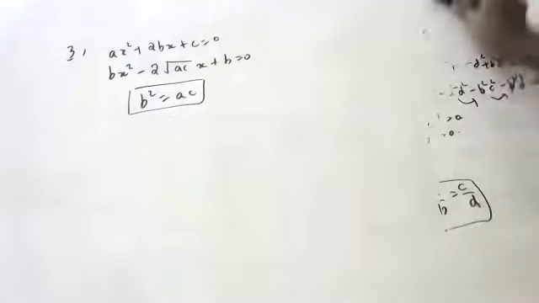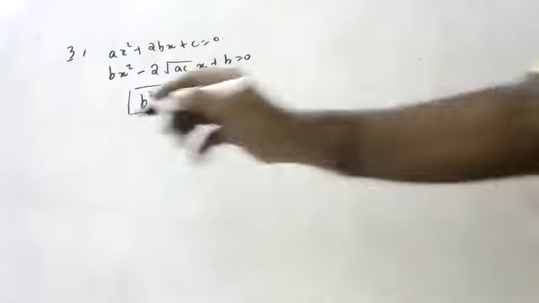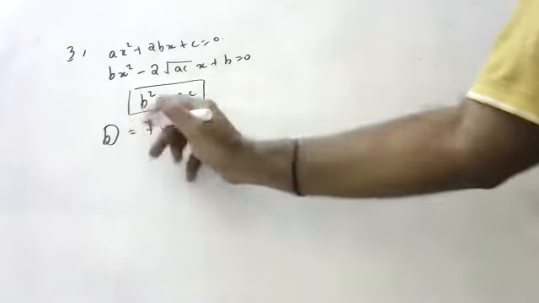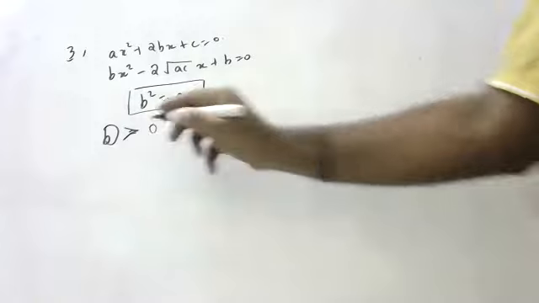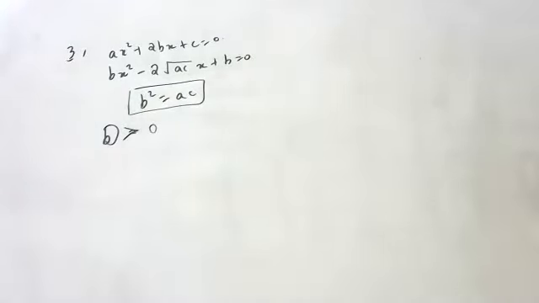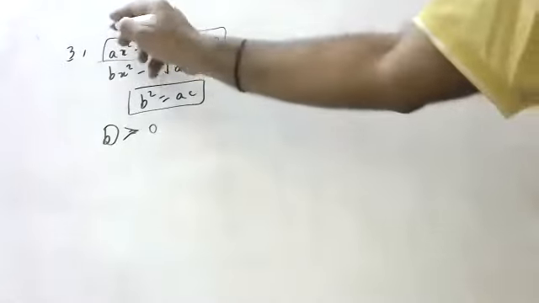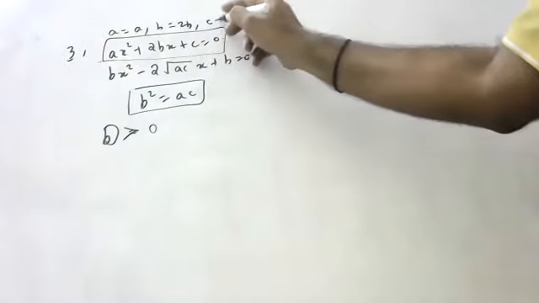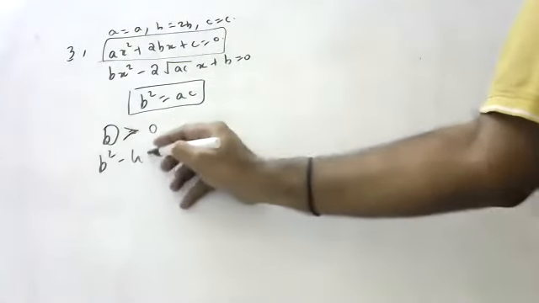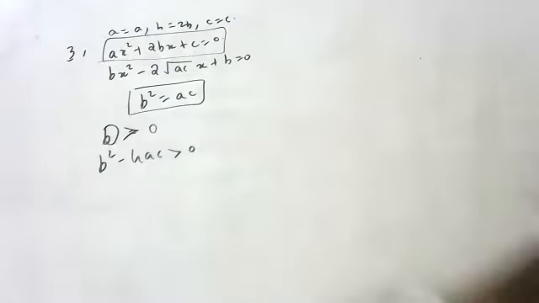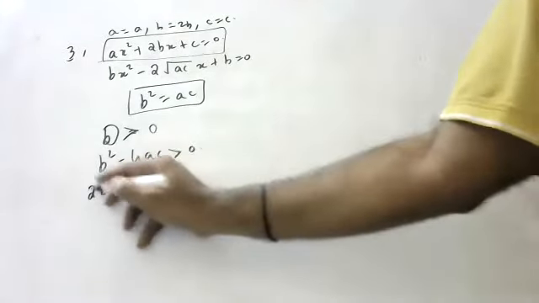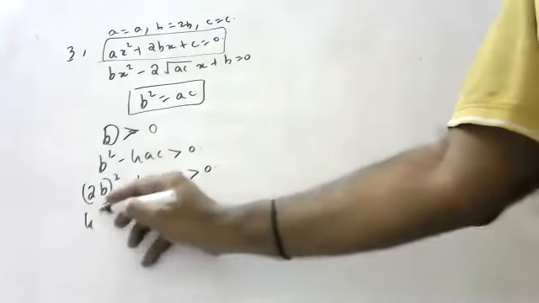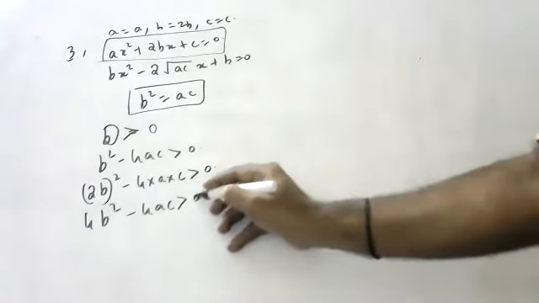Real means what is the condition? Discriminant should be positive, that is, greater than 0. Children, in this case, a is a, b is 2b, c is c. b² − 4ac > 0 becomes (2b)² − 4·a·c > 0, so 4b² − 4ac > 0.